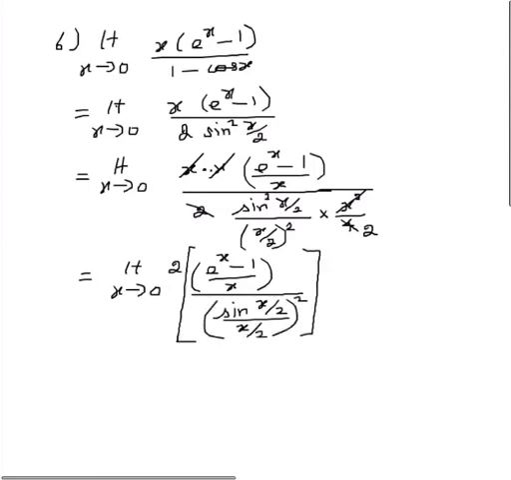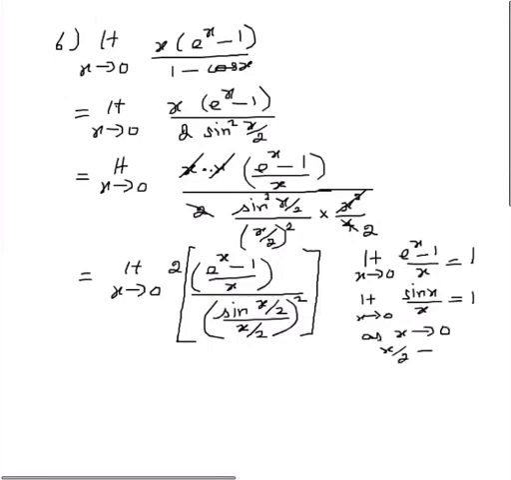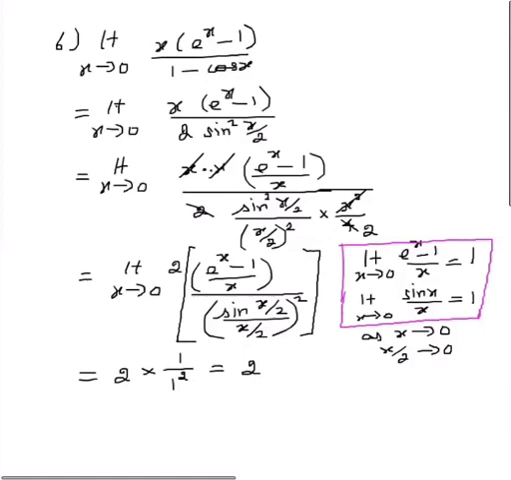Let us apply the limit for both numerator and the denominator. For the numerator, we will be using this formula: limit x tending to 0 of e raised to x minus 1 by x is 1. And for the denominator, we will use limit x tending to 0 of sine x divided by x is equal to 1 formula. And as x tends to 0, x by 2 also tends to 0. So the formula is applicable. 2 is a constant. The numerator becomes 1. The denominator becomes 1 square. Therefore, the answer is 2.